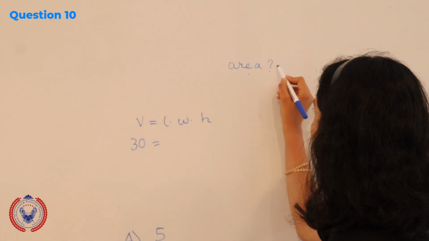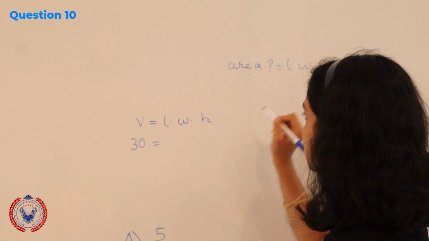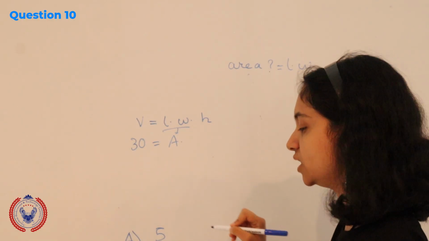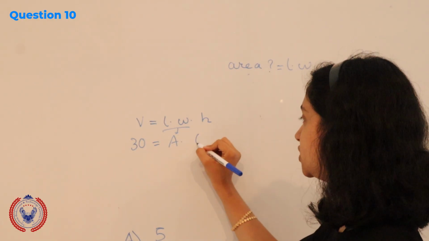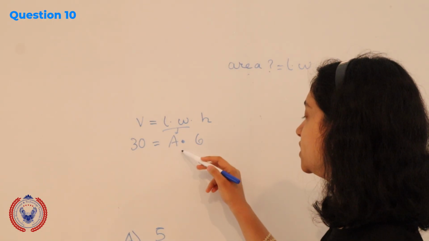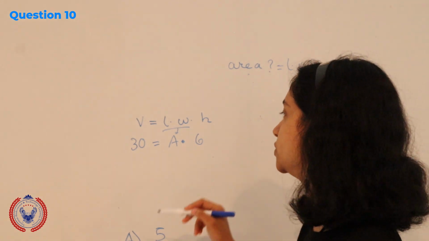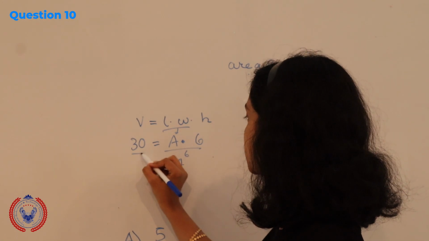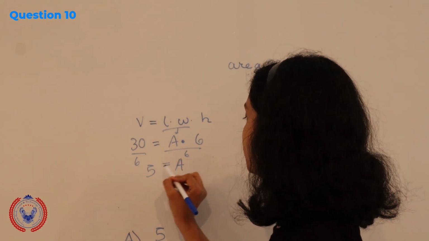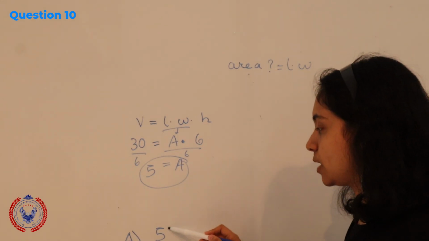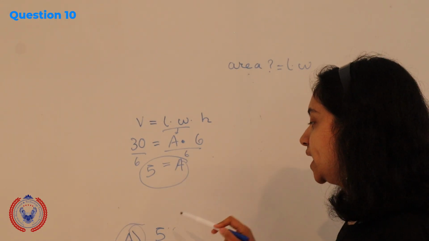And area. Area is nothing but length times width in this case. So I could substitute that for length times width, and that becomes my area. And my height is 6 inches. So here, it becomes a simple problem. And here, it's just that A times 6 equals 30. So to find A, I could divide by 6 on both sides. And my A would be 5. Hence, in my options, I can look for 5, and that is option A. So, A is the right answer.